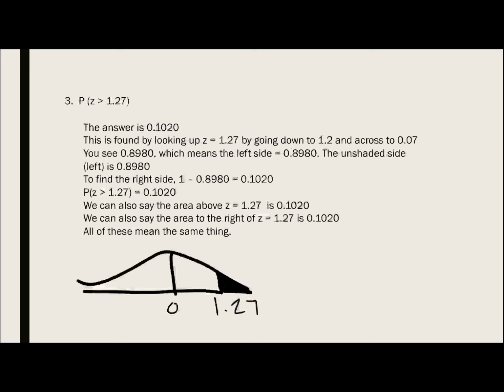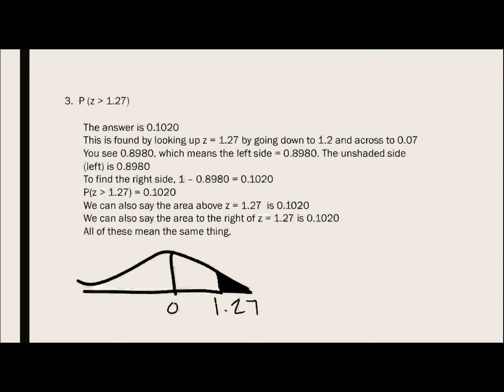Example 3. Probability that z is greater than 1.27. The answer is 0.1020. This is found by looking up z equals 1.27, by going down to 1.2 and across to 0.07. You see 0.8980, which means the area to the left side is 0.8980. The unshaded side in the graph at the bottom is 0.8980.